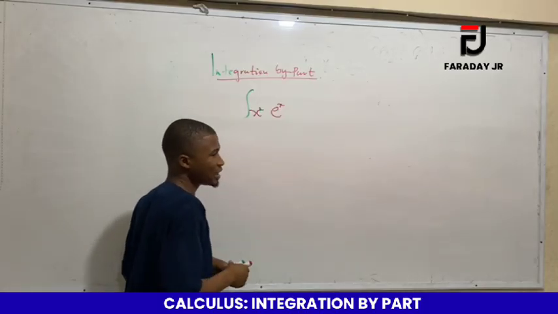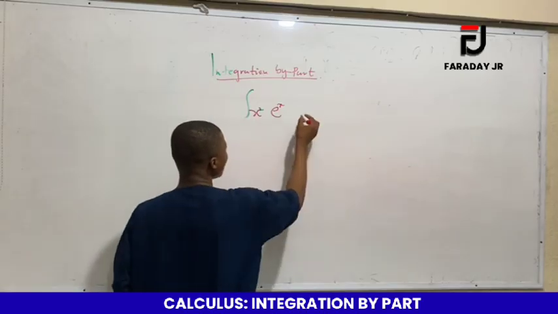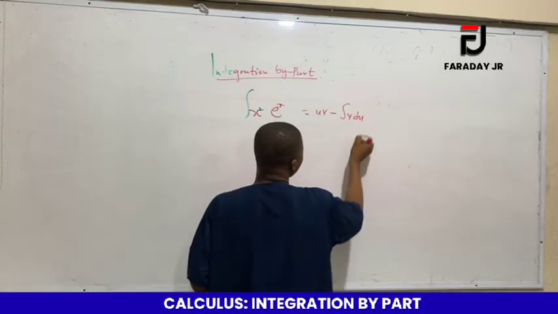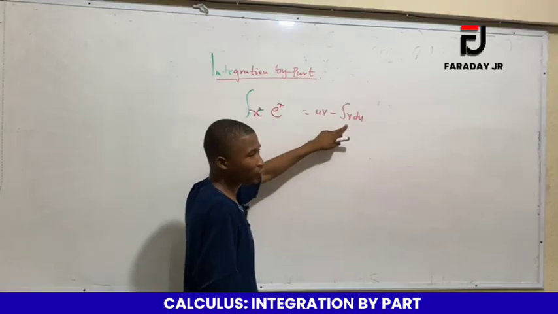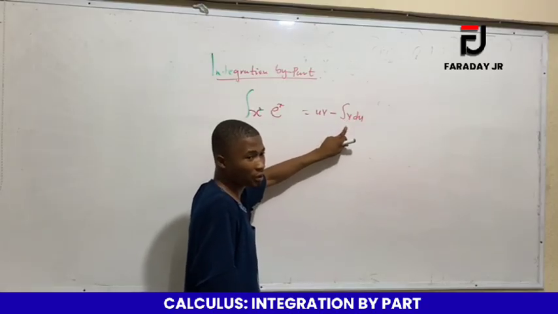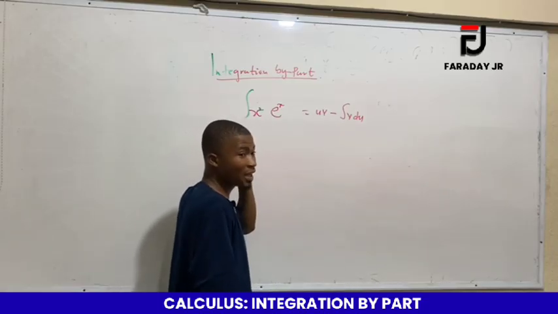If you have a function like this and you want to integrate using integration by parts, the general method is uv minus the integral of v du. But this one mostly takes a very long time to work through, and as a result you can sometimes get it wrong on the way. Okay, but there are simple methods we can use in solving this, which we term the DI method.